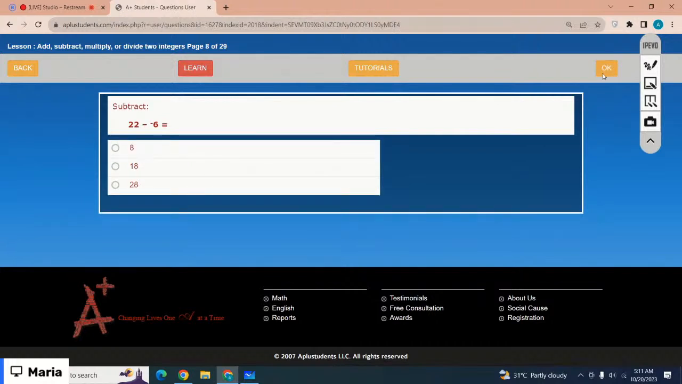Okay, 22 minus negative 6, which is the correct option? Subtracting a negative number is same as adding. So which is the correct option? Subtracting a negative number is same as adding. We need to do 22 plus 6. That would be 28. The correct option is 28.